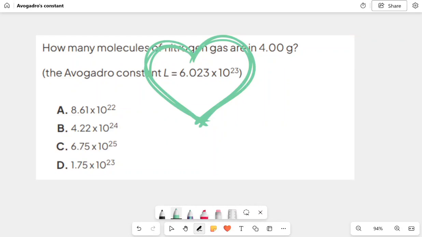Do you love or do you hate Avogadro's constant questions? Don't fall in this trap. Let me give you the exam mistakes that students make in this question that can give you very easy marks for open and multiple choice questions.